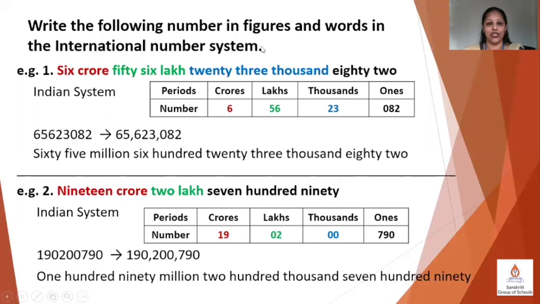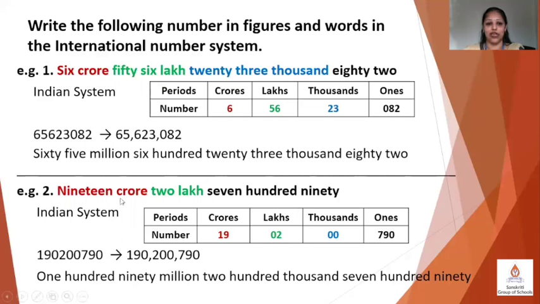In the international number system, all the periods have 3 digits. So it is written as 65,623,082. We start placing the commas from the extreme right hand side: 1, 2, 3, comma, 1, 2, 3, comma. And this number is read as 65,623,082. We have one more example.